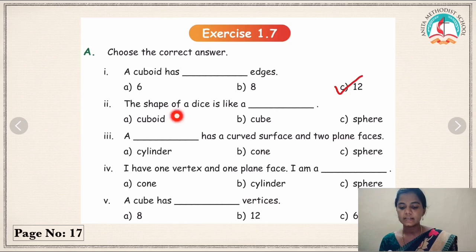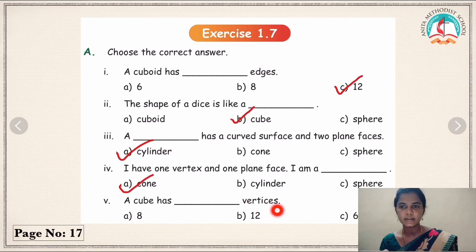Then the shape of the dice is like a cube. A dash has a curved surface and two plane faces. Two plane faces and one curved surface. Which is that? Yeah, very good. Cylinder. Then I have one vertex and one plane face. Who's that? Yes, cone.